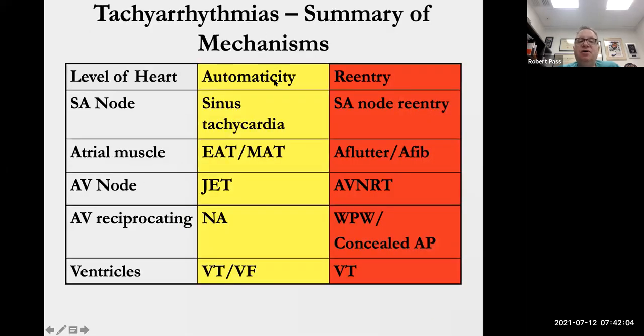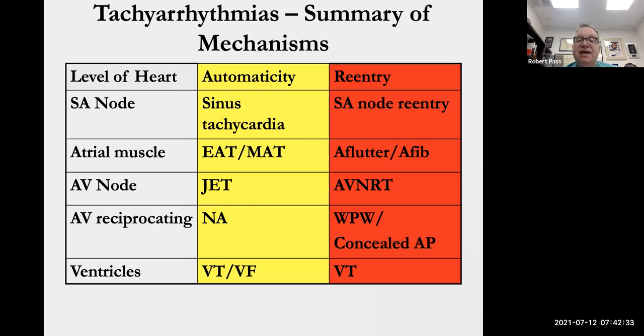So just to summarize our tachycardia mechanisms, and we'll finish up today at this point. Again, when I'm thinking about the heart, I always start at the top and work my way down. You can do it any way you want, but it's just a mechanism for me to not forget to think about the different areas that could be affecting a tachycardia when I'm trying to come up with a differential diagnosis when I'm first seeing an arrhythmia.